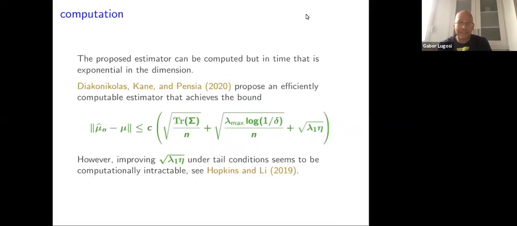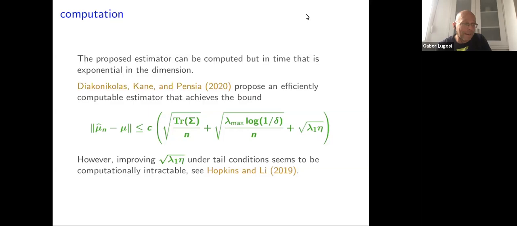I should say that there's a very nice recent paper of Diakonikolas, Kane, and Pensia, who actually proposed an efficiently computable estimator that achieves the same bound under the only assumption that the covariance matrix exists, and under adversarial contamination. Okay. There are some subtleties.